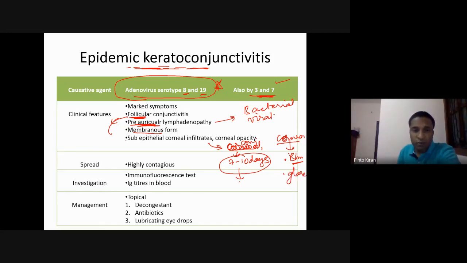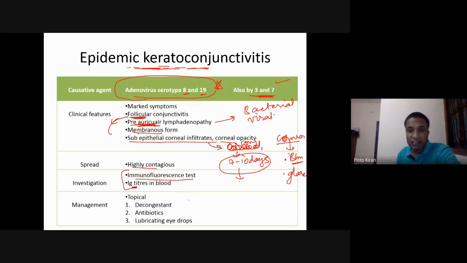Because of the corneal involvement, the patient will have subepithelial corneal infiltrates and later will develop corneal opacity. It's very highly contagious. You should know this. Diagnosis is based on clinical examination, but you should know that immunofluorescence tests are done, or you measure the immunoglobulin titers in the blood.